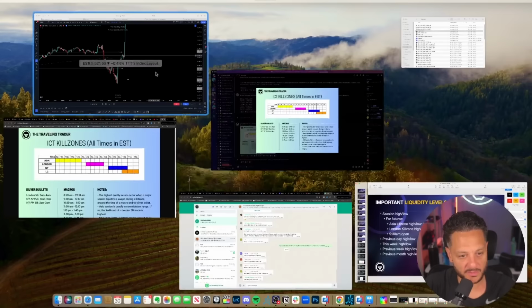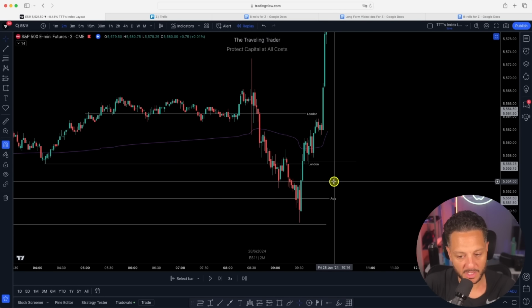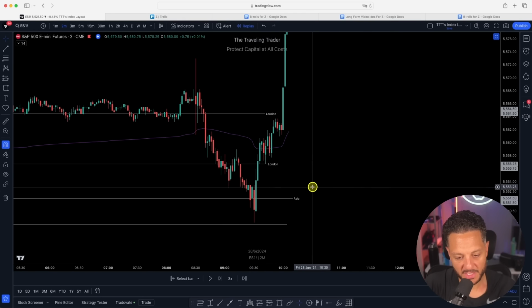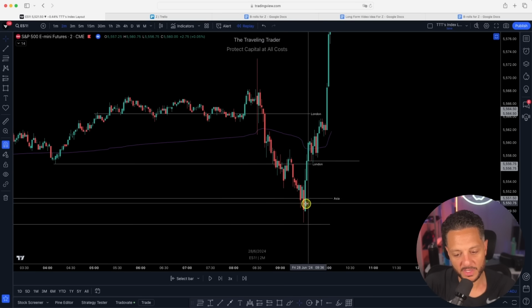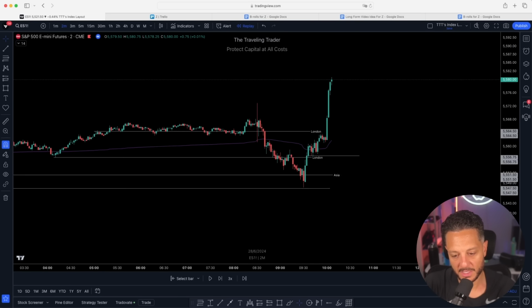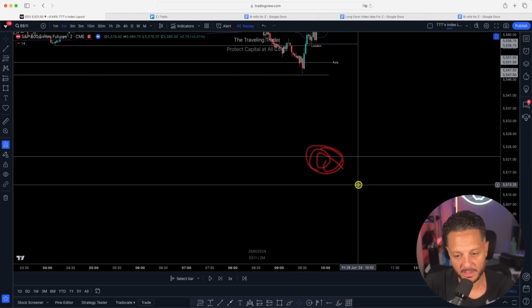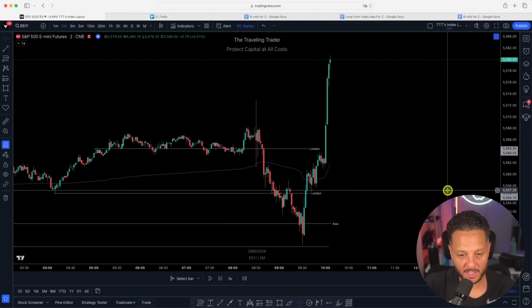You just need to draw the levels that are right in front of you, as you saw me do when I was talking about London low and price kept going. Then I was talking about Asia low, and finally, price used that as the draw on liquidity. But if price continued down, then we would be talking about the previous day low, which is right here. If price continued below that, then we are likely drawing to this week's low, etc.